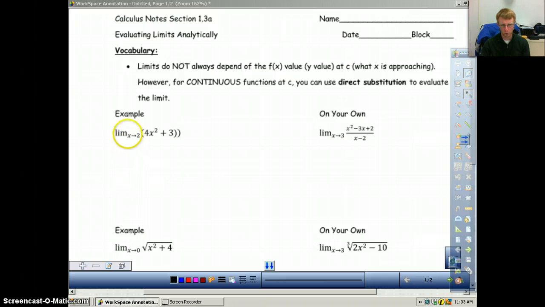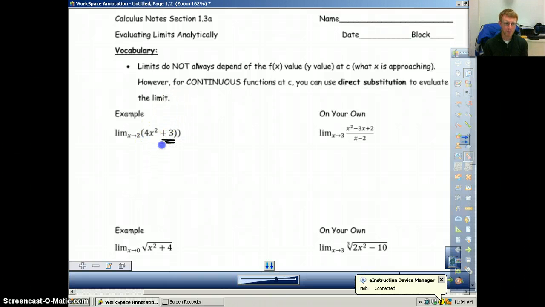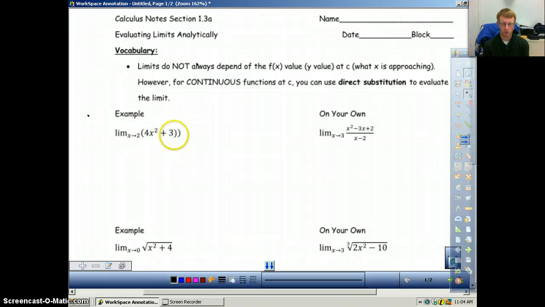So if we look at this real quick example here, we have 4x squared plus 3. This function is continuous at every single point. There are no jumps. We don't have to worry about any discontinuities here. So if we plug our value, our 2, in, that's going to give us a y value. If it's continuous, of course that's the value that this graph is going to be approaching. So when I plug 2 in here, we get 4 times 2 squared plus 3. That's 4 times 4 is 16 plus 3 is 19.